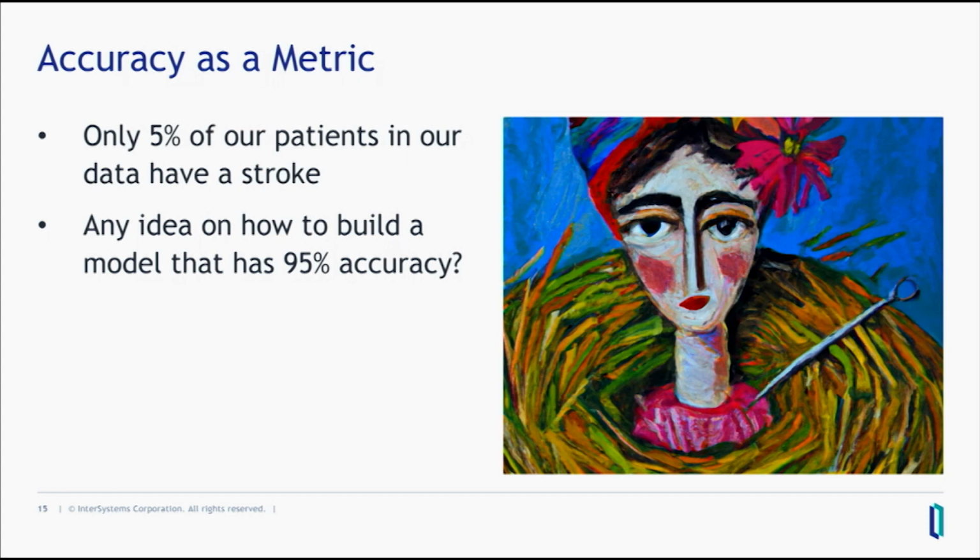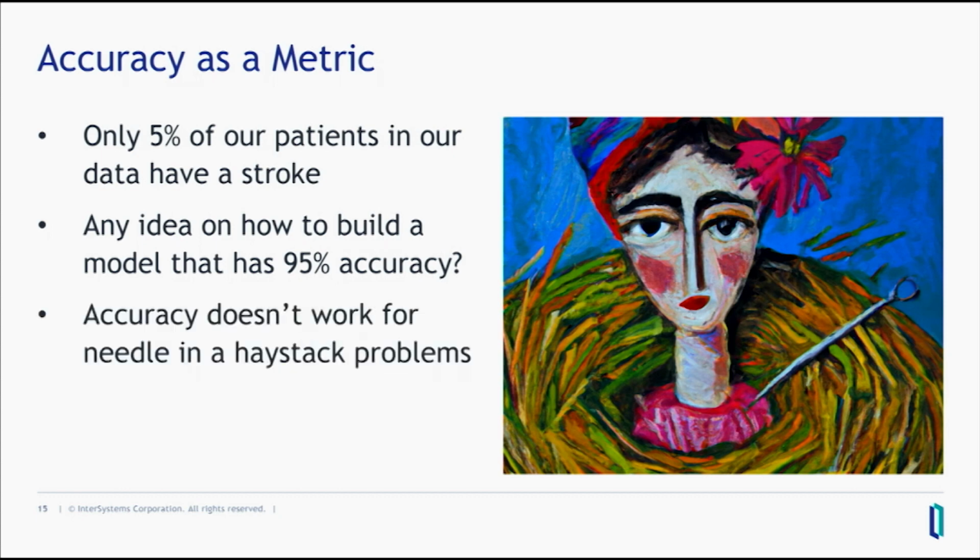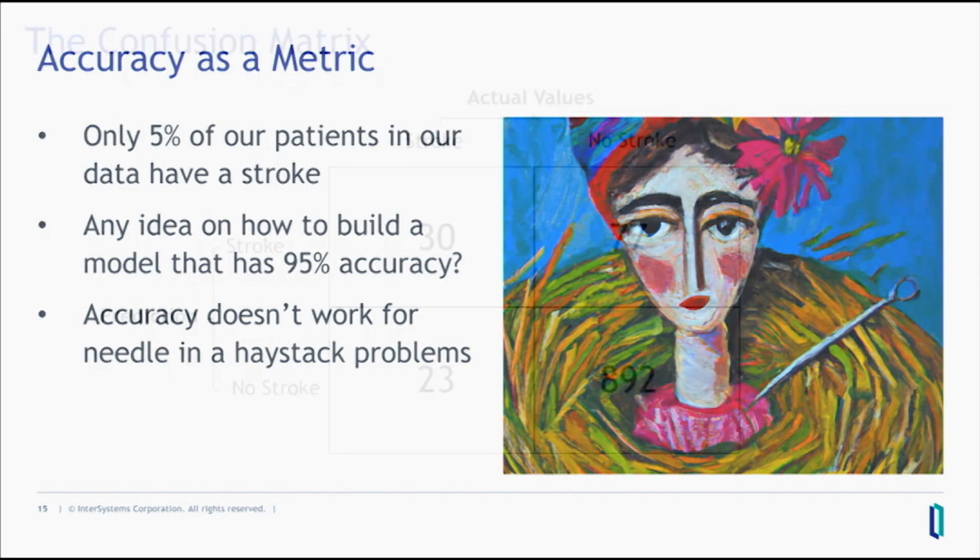Exactly. So I could just say no one had a stroke, and I would be 95% accurate, but that really wouldn't be very useful. So the takeaway is that accuracy really isn't a good metric for a needle in a haystack problem like this. However, there are better metrics, and we can look into that.